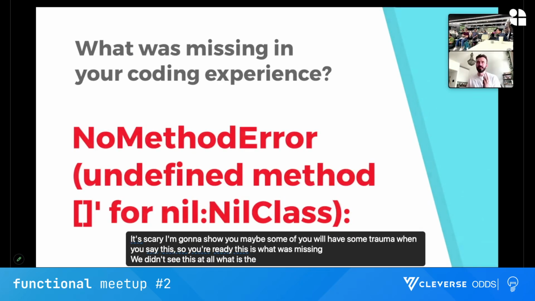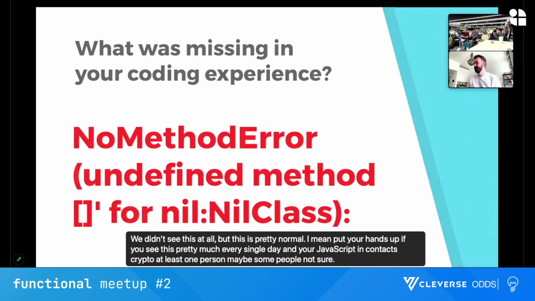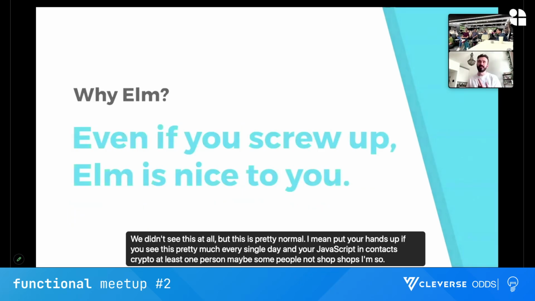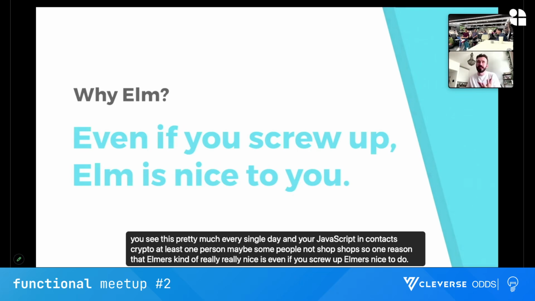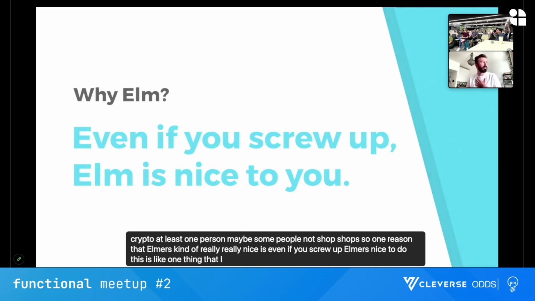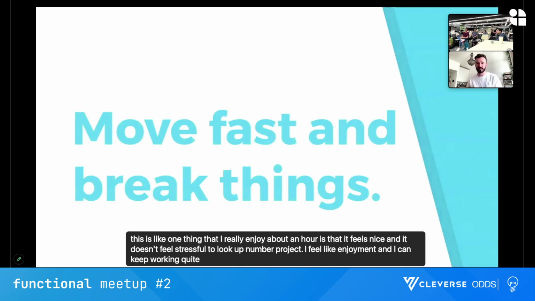We didn't see this at all. But this is pretty normal. Put your hands up if you see this pretty much every single day in your JavaScript and TypeScript code. At least one person. Maybe some people not sure. So one reason that Elm is really nice is that even if you screw up, Elm is nice to you. It feels nice and it doesn't feel stressful to work on an Elm project. I feel that enjoyment and I can keep working quite quickly. So I think that's cool.